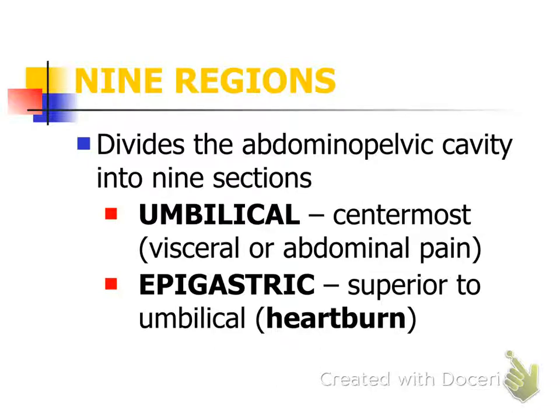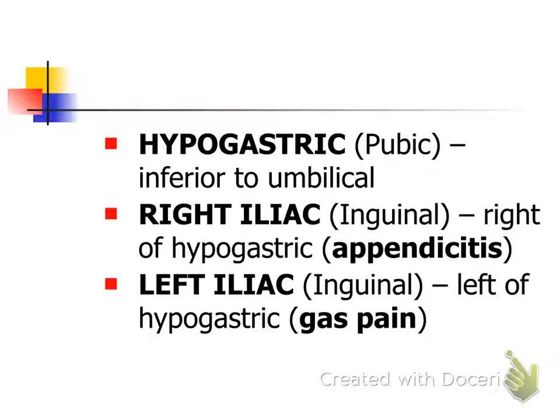Right above that is the epigastric, which could indicate heartburn or some type of stomach ailment. Just directly below the umbilical is the hypogastric or the pubic region, and a problem here could indicate a problem with the bladder, or in females, a problem with the uterus.